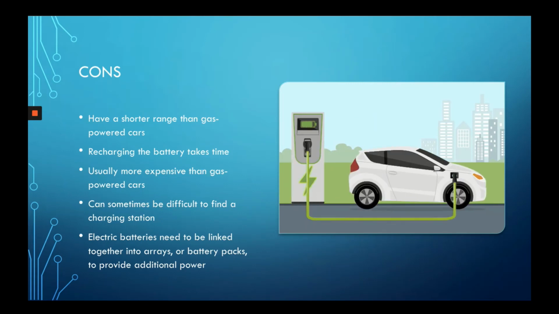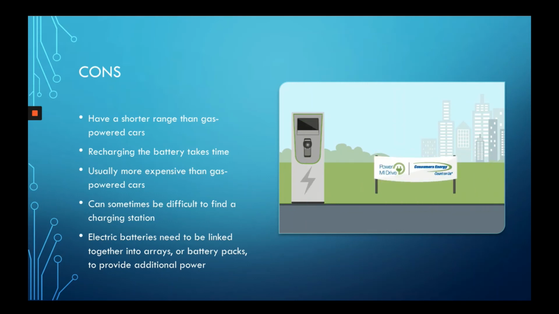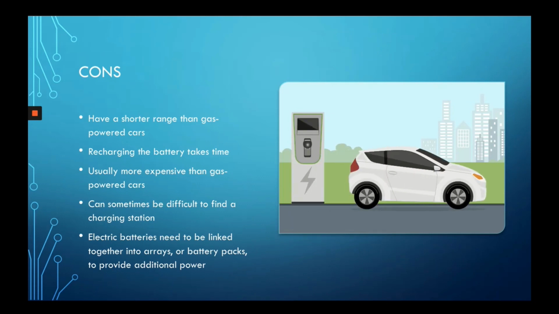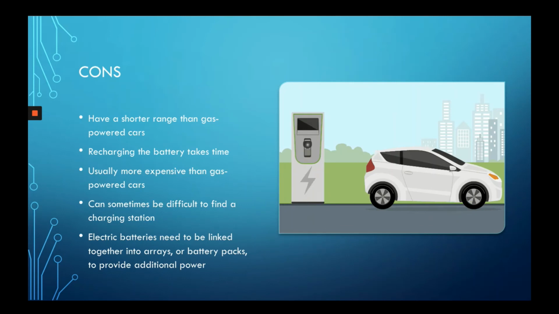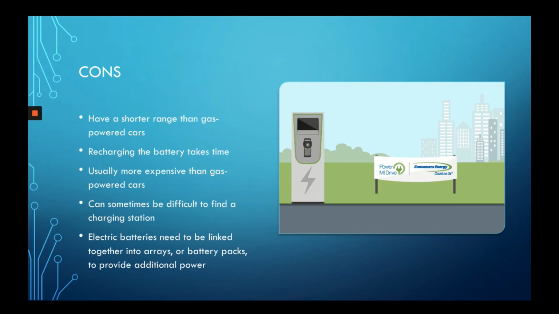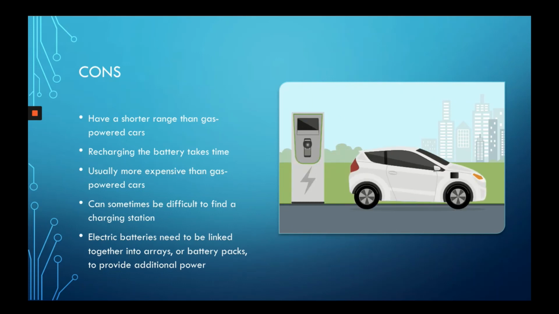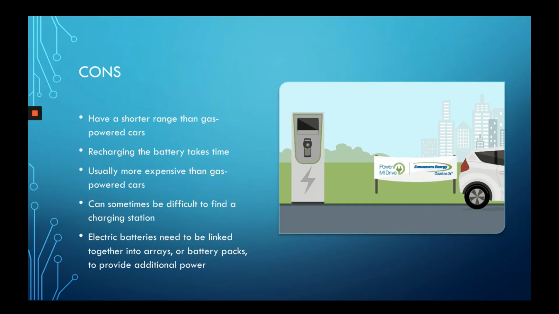The first one is that they have a shorter range than gas-powered cars. Their mileage range per charge is very low as compared to a gas motor vehicle's mileage range. On a full charge, most electric models are only able to go 60 to 100 miles, with a small percentage of them being able to go 200 to 300 miles per charge, while a gas vehicle, on the other hand, would be able to go 400 miles with a full tank of gas.